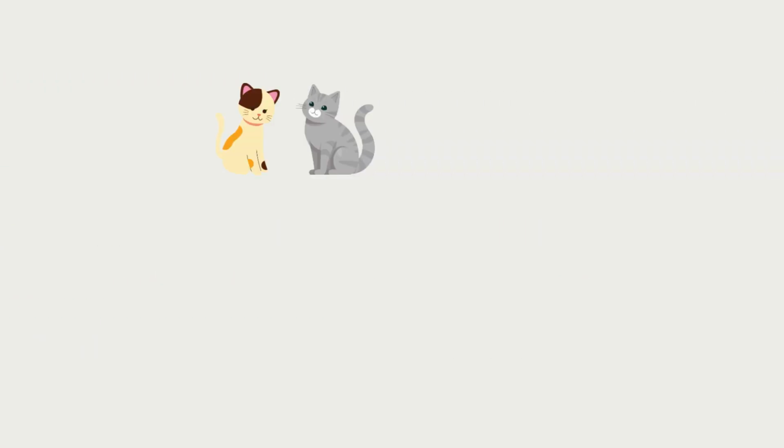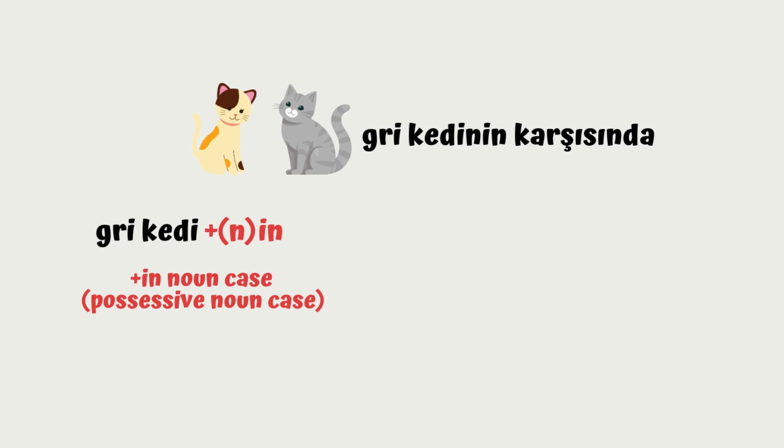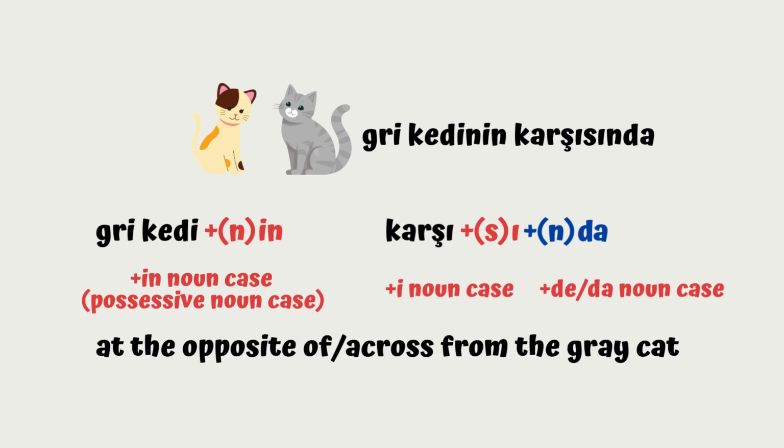So where is the yellow cat? It's across from the gray cat, yeah, opposite to gray cat. So gri kedinin karşısında. So gri kedi, gray cat, yeah. First it takes in noun case, so we follow the vowel harmony rule, so it becomes gri kedinin. And karşı takes in noun case first and de da noun case. So it becomes karşısı with a buffer sound. Inda. So what we're saying, at the opposite of or at the across from the gray cat.